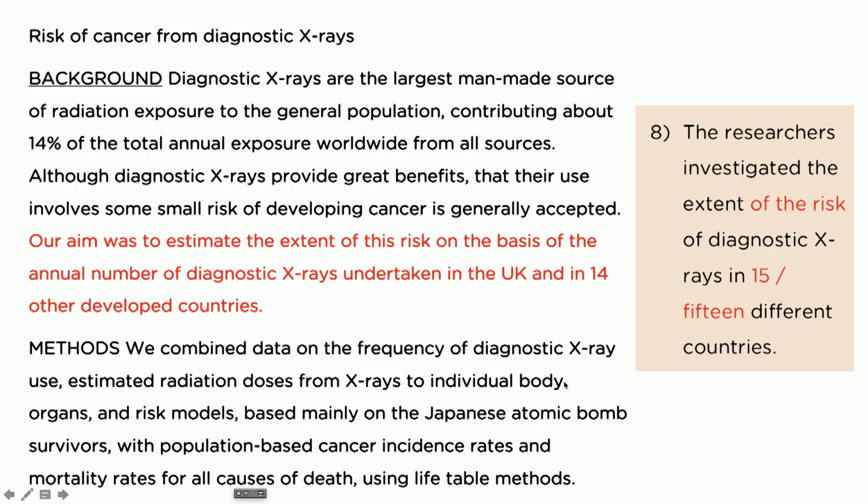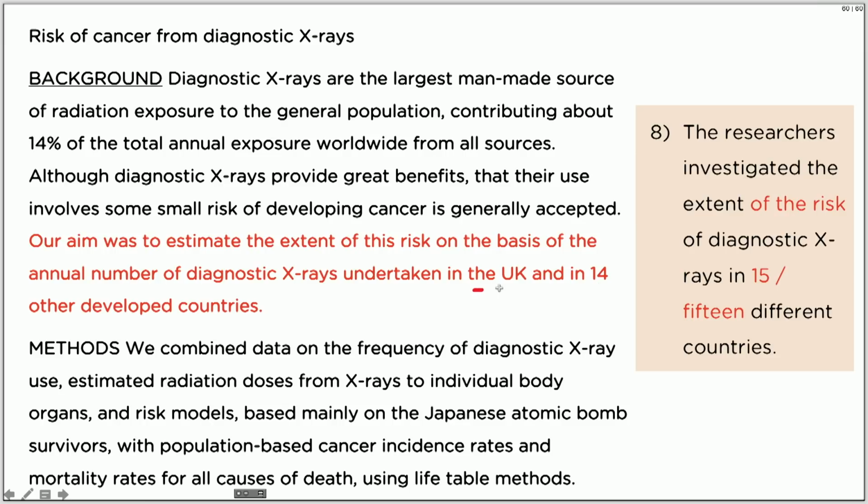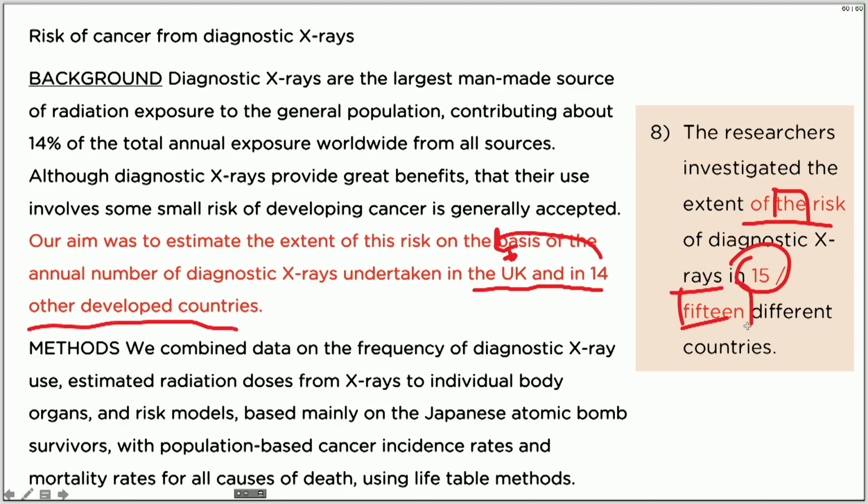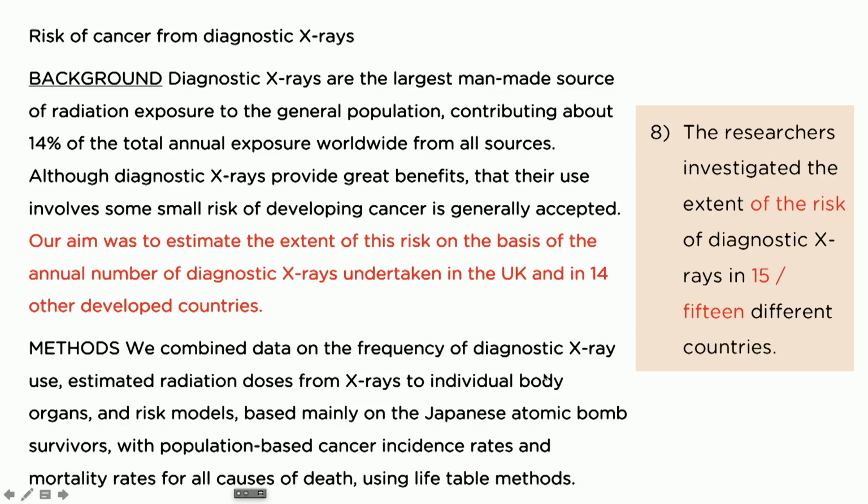Oh, holy moly. It's not 14 because look carefully. It says the UK and in 14 other developed countries. So it's 14 plus 1 for the UK. Sorry, plus 1 for the UK. So in fact, it's 15. This one's the risk because we needed to transform the pronoun into an article. You could also have written 15 as a word. That would be fine. That was tough.